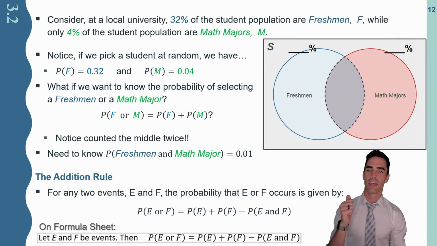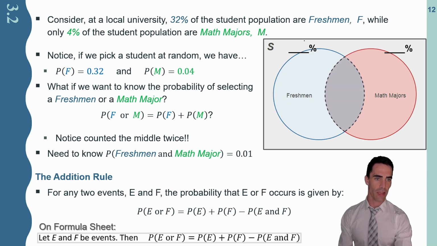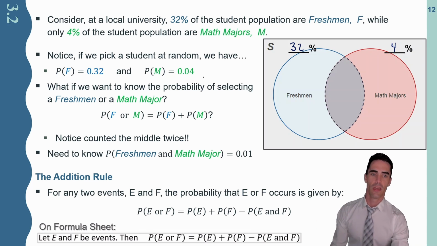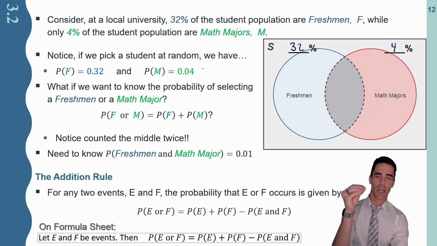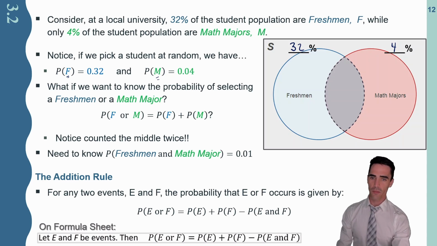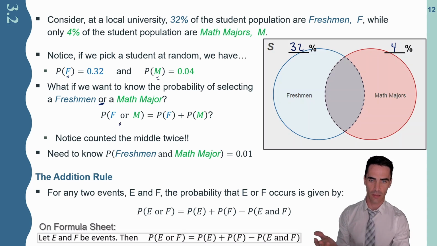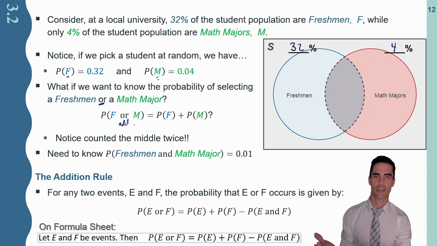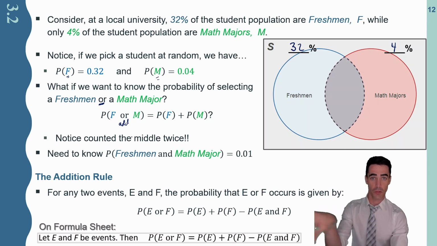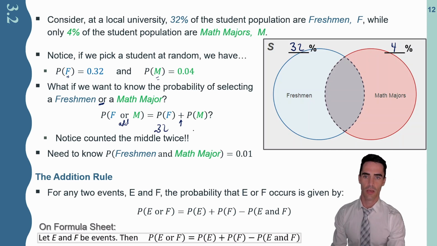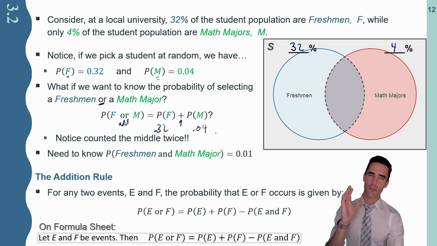Consider at this local university, again, I have my Venn diagram over here, 32% freshmen, 4% math majors, and maybe there's an overlap, we're not quite sure. Now notice if I'm closing my eyes and picking a student at random, we can talk about the probability of getting a freshman, 0.32. We can talk about the probability of collecting a math major, 0.04, 4%. What if I'm interested in the union, or anything goes? Well, as the rule of thumb, anytime you read or, we should think add. If I'm looking at picking either one, freshman or math major, that would be 0.32 plus 0.04. And that may get you close to the answer, but not quite.